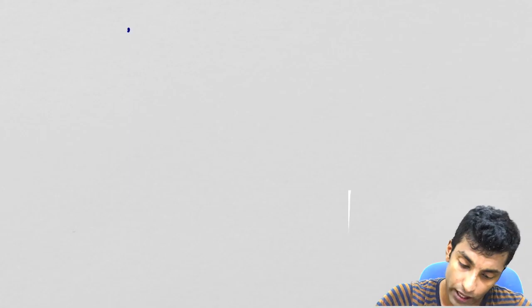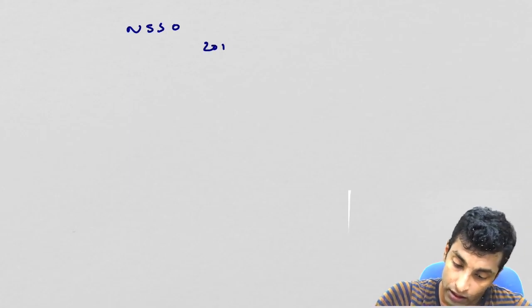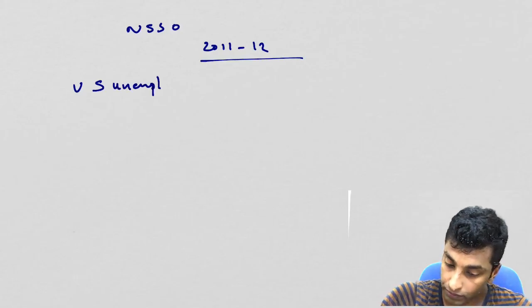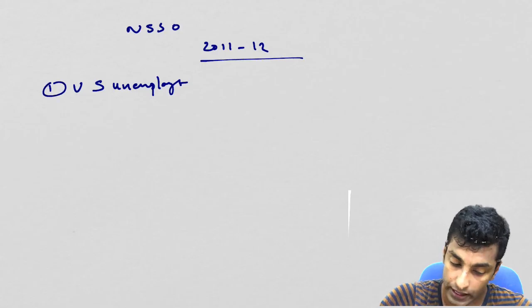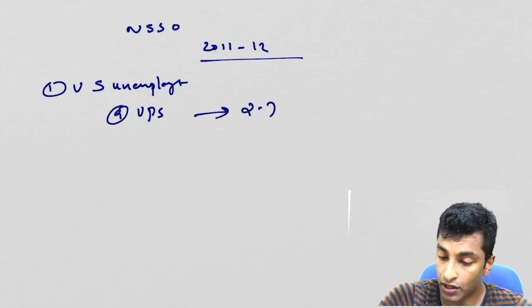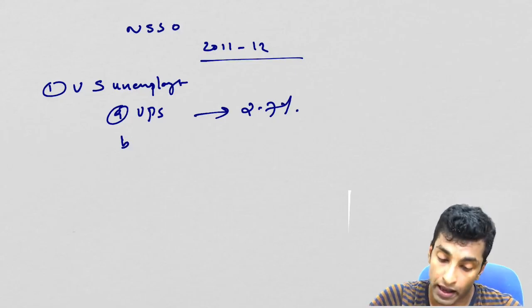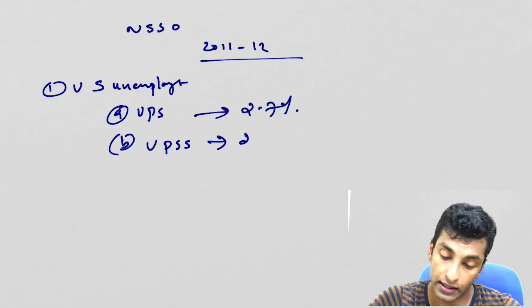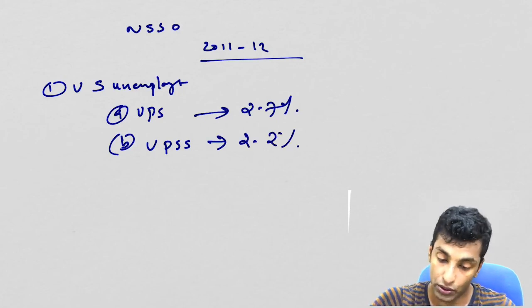So the NSSO data for 2011-12 will give you usual status unemployment. The first one, usual status unemployment. Under that we have seen UPS, at 2.7%. And then we have seen UPSS, usual principal and subsidiary status, which was 2.2%.